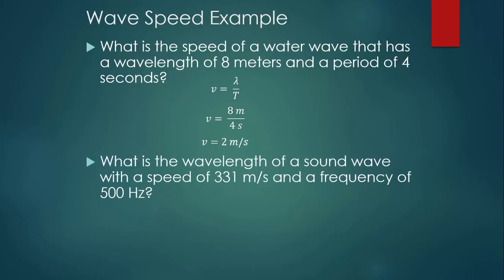All right, let's take a look at another example. What is the wavelength of a sound wave with a speed of 331 meters per second and a frequency of 500 hertz? Now this time, since we know the frequency, we'll write the wave speed equation that has frequency in it, V equals f lambda. And we can plug in our speed and our frequency, and when we divide both sides by 500, we can find out that the wavelength of this wave is 0.662 meters.